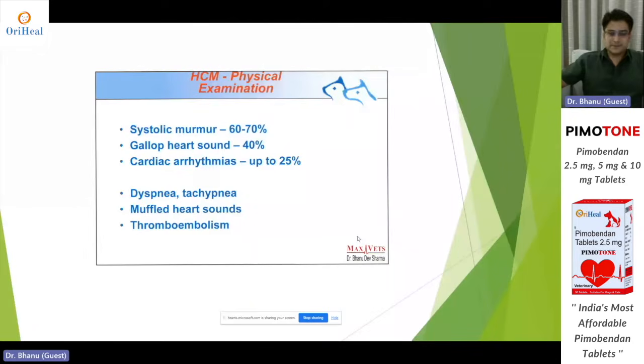And the other symptoms, as I had just mentioned, dyspnea, tachypnea, they would be having great difficulty in breathing. There would be an open mouth breathing pattern. In some of these cases where there is pleural fluid in the chest, there would be muffled heart sounds. And in a lot of these cases, sometimes thromboembolism also develops. The thrombus develops because the blood is staying for a longer period within the heart. Because of the stasis of blood within the heart, the chances of a thromboembolism developing increase.